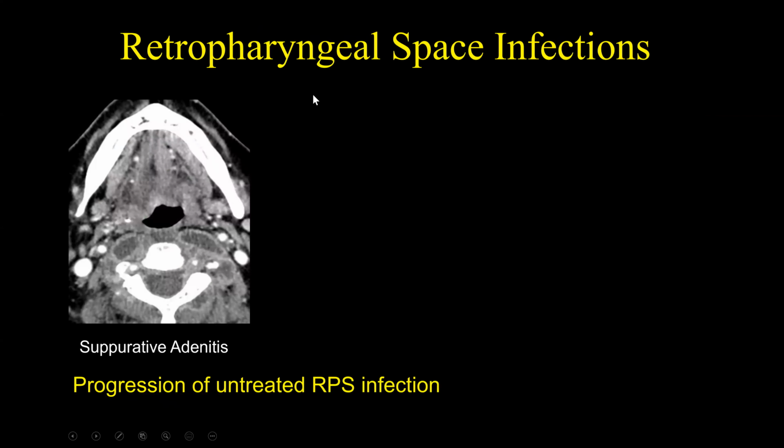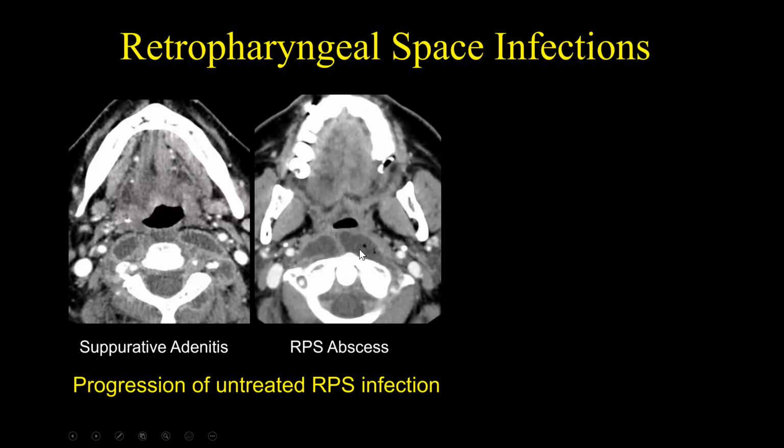Now, let us discuss true retropharyngeal space infections. We talked earlier about suppurative adenitis, and this is suppurative adenitis involving the bilateral retropharyngeal lymph nodes. If this suppurative adenitis continues to progress, it can essentially extend and literally pop into the retropharyngeal space, resulting in a true retropharyngeal space abscess. And if you look closely here, you can see small little pockets of air.